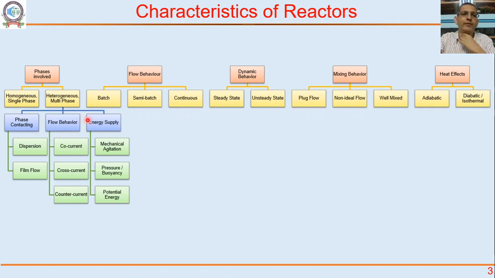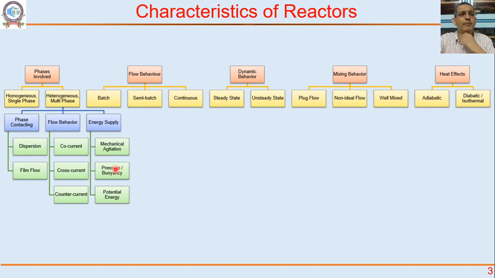Third thing that you could have thought of is how the energy is supplied for generating this dispersion or making this flow possible. You could have thought of, say, maybe mechanical agitation. Maybe there is an agitator which is receiving power from a motor. That's a mechanical agitation. That mechanical agitation is what is creating dispersion of one into the other. That is what is making the phases flow. There could be pressure or buoyancy force. We will talk about these as we go along.